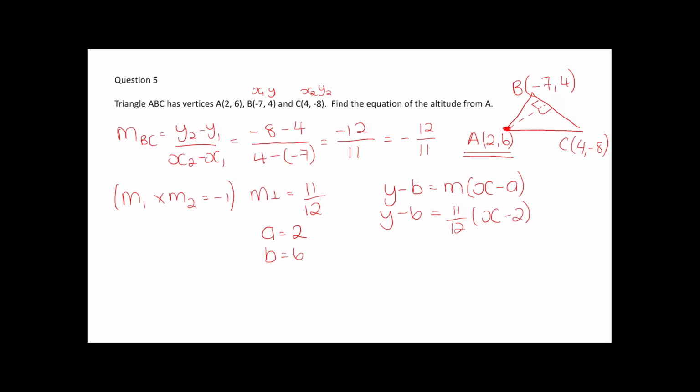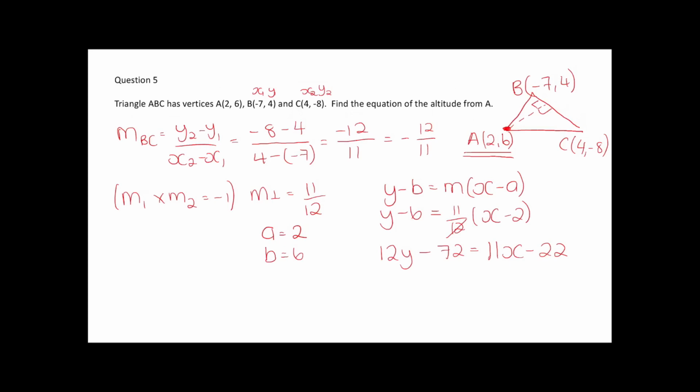I'm going to get rid of that fraction by multiplying everything through by 12. That gives me 12y minus 72 equals, remember that when you do that, you're essentially just knocking that 12 off the bottom and you're multiplying this bracket through by 11, gives us 11x minus 22. Now that would be perfectly acceptable for your final answer, but remember we now know that our next step is going to involve simultaneous equations.